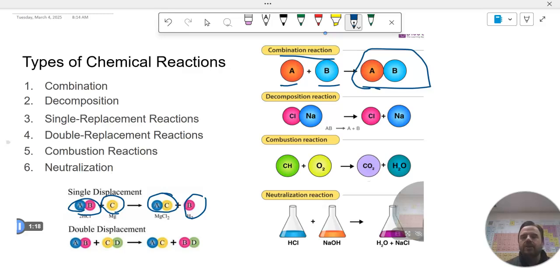Now, decomposition, another kind of sad story here. In decomposition, we have chlorine and sodium, and as the night goes on, they realize they have too many differences, and they break apart, they decompose.